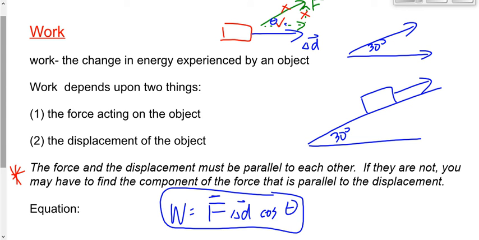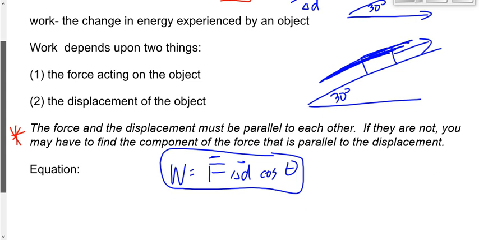Yeah, if this box is moving this way, which way is it being pulled? This way, right? Theta represents the angle between the way that it is pushed or pulled. In other words, the angle between the force and the displacement. Sometimes even in a case like this, we have an angle, but we don't use it because that angle isn't significant.